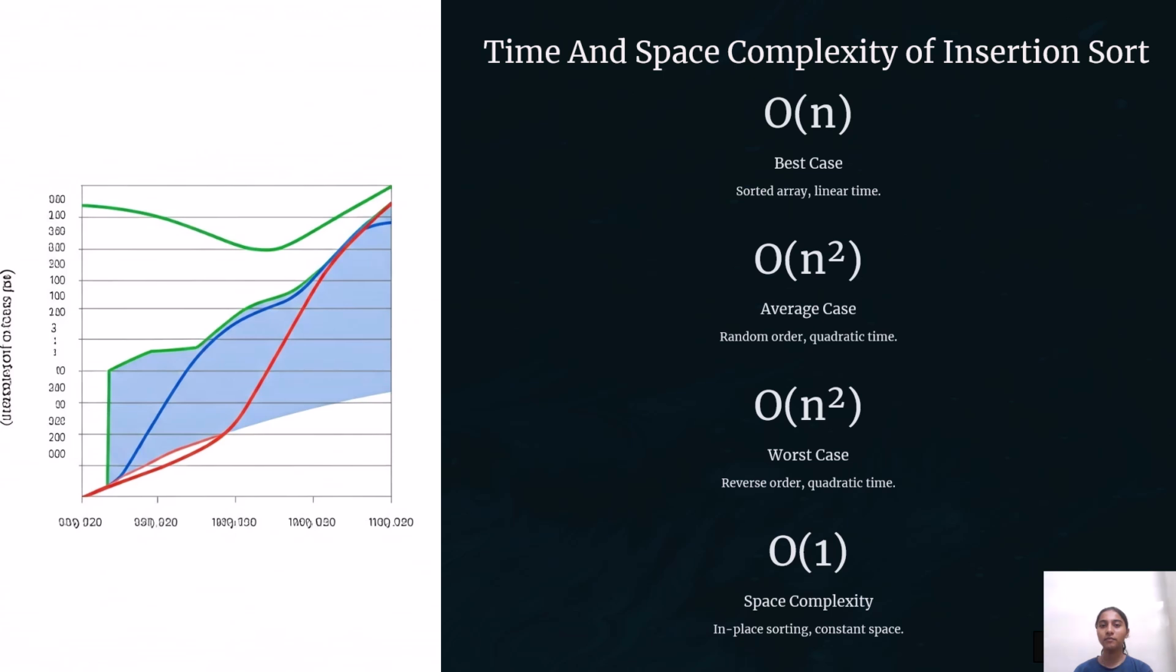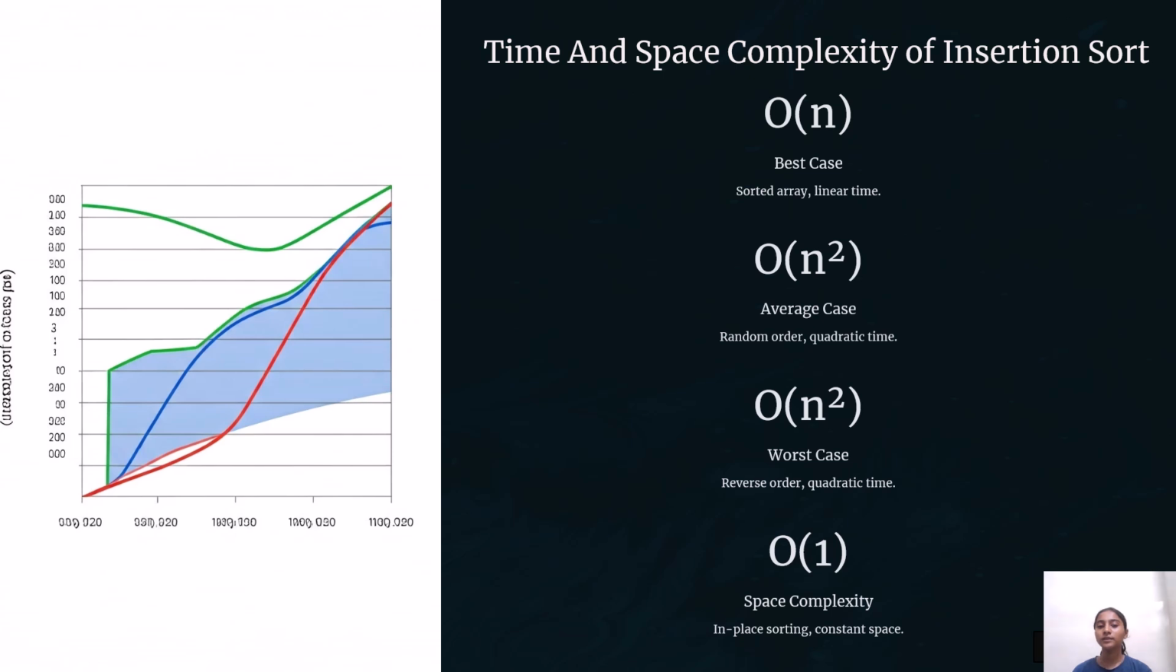Next we will see the time and space complexity of insertion sort. First case is the best case. In the best case scenario, the array is already sorted. In this case, each element only needs to be compared once, so the algorithm runs in linear time, that is n. Next one is the average case. In the average case, when the input is in random order, each element may need to be compared with half of the sorted part. This results in quadratic time complexity, that is n square.